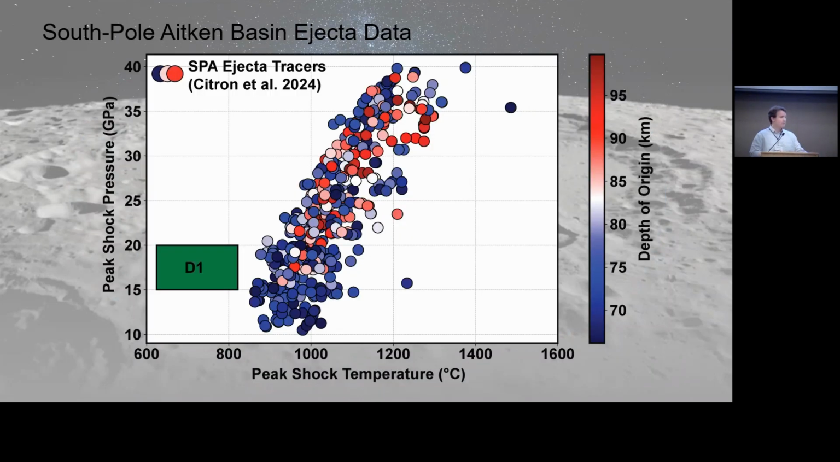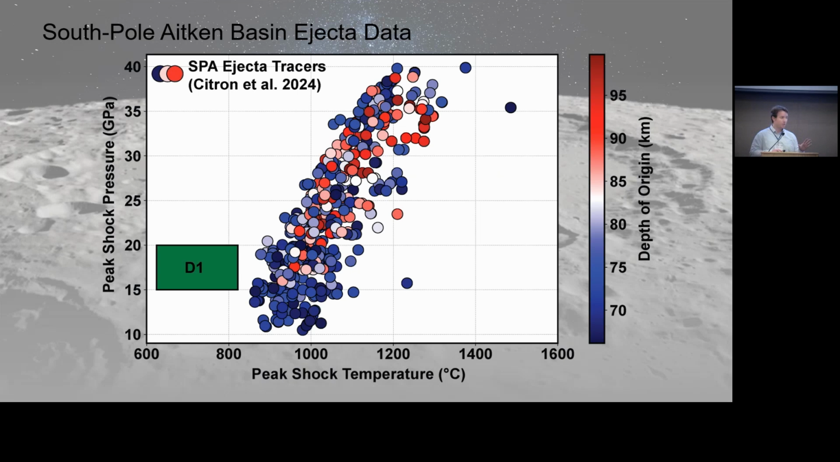I'll talk just about one of those here. So here's a plot I've put up to illustrate how this process might work. In this plot, we have the peak shock pressure on the y-axis and the peak temperature of the shock on the x-axis. I've made a little field in green to denote our sample D1, and then I've taken modeled ejecta tracer data from Citron et al. and plotted that next to it.